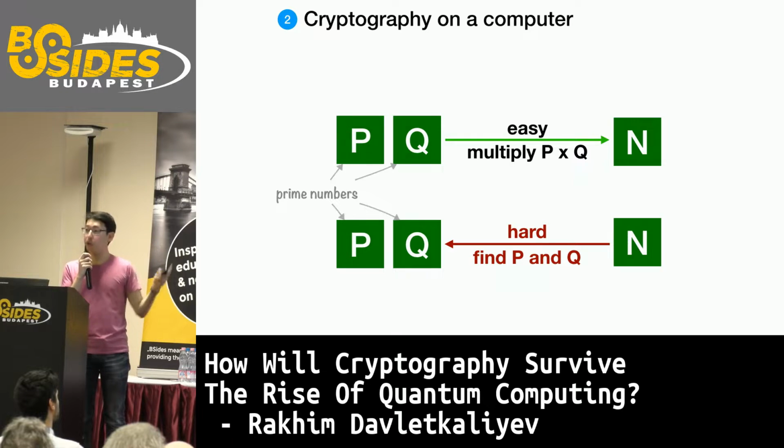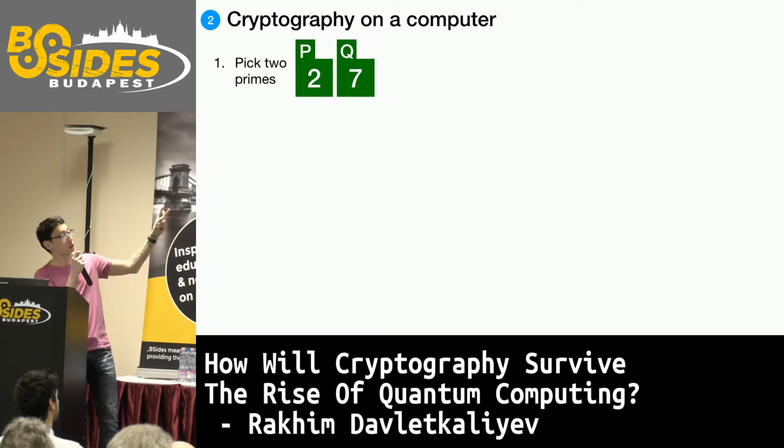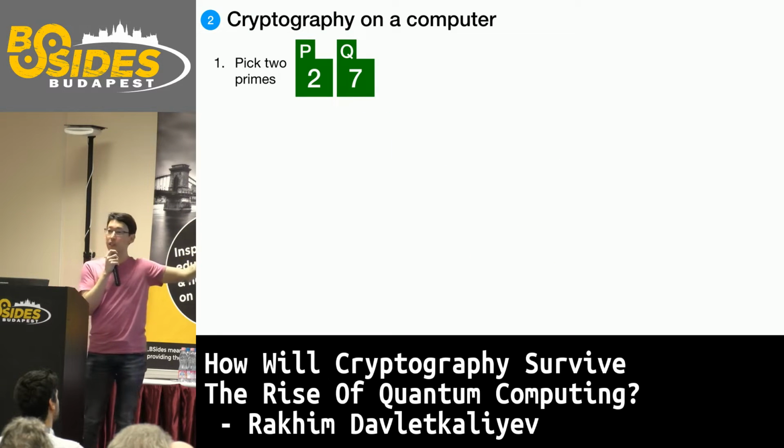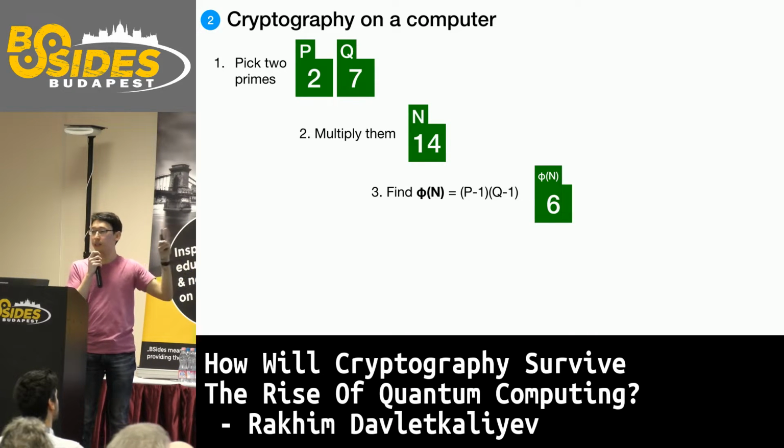So how to apply this idea to encrypt messages? Oversimplification again, but this is how RSA works basically. You pick 2 prime numbers. Let's pick really small ones, 2 and 7. You multiply them. You then find a special value called phi of n. There's a whole bunch of number theory in it. We won't cover it, but trust the system. This is the formula you use and you get 6.